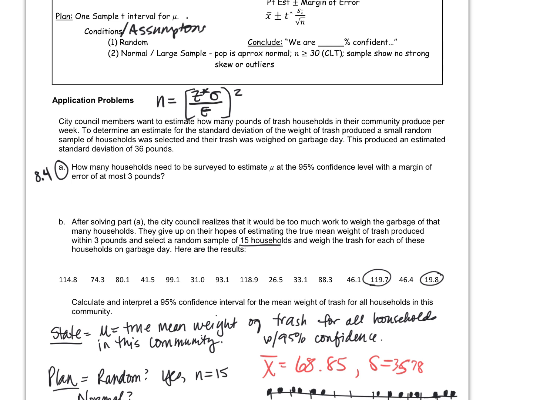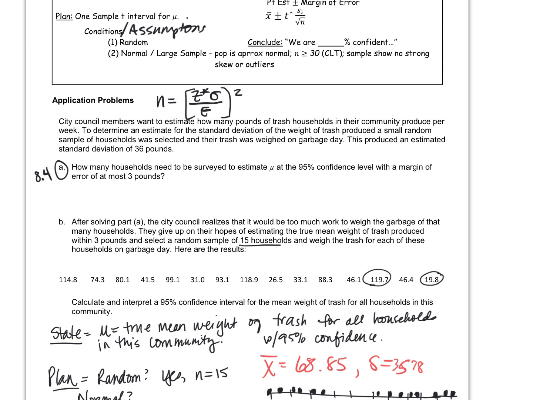So here's the kicker. Do you remember with t, you had to have degrees of freedom? What do you need for degrees of freedom? You need a sample size to determine that, don't you? And that's what the heck they're asking us to do. We don't have a sample size, so we can't determine degrees of freedom. So our best bet is to go back to a z-star scenario.